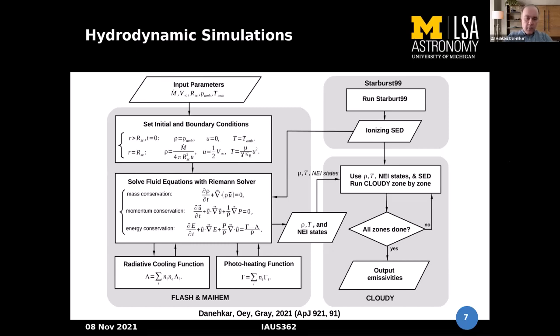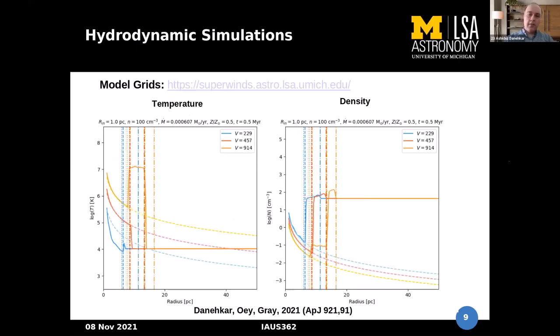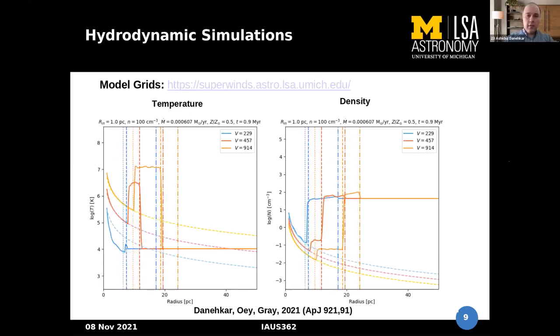In this hydrodynamic simulation, it is coupled to radiative cooling functions and photoionization and photoheating functions, which are built into the atomic and chemistry cooling package built by Will Gray. This atomic cooling package uses ion-by-ion cooling efficiency from atomic data, and also heating efficiency calculated using photoionization cross sections and the SED made by Starburst99. And by doing this, we did the hydrodynamic simulations.